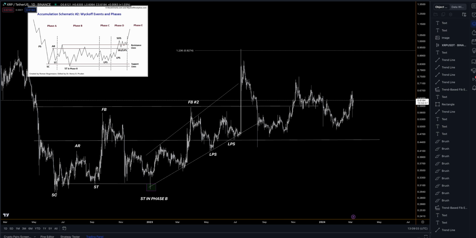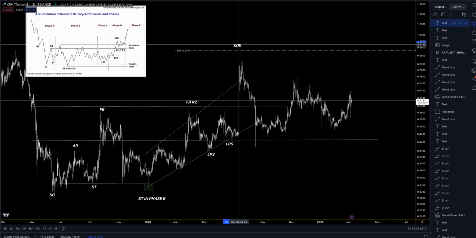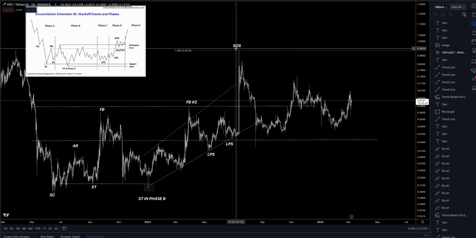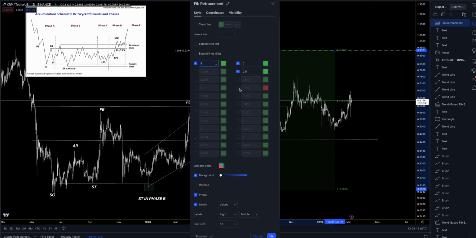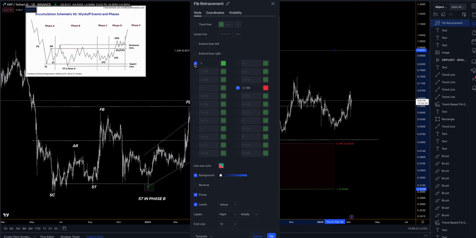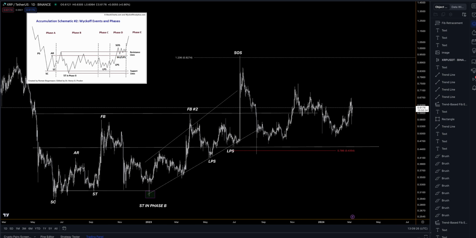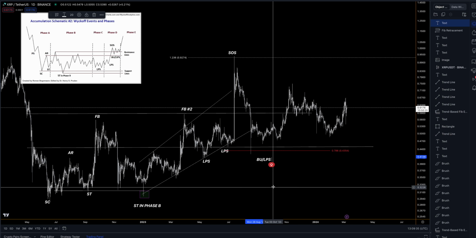Okay, so that's your last point of support. This is your sign of strength. So what does the composite operator do? The composite operator moves the price back down to the 78.6% fib. Okay, you see how we perfectly hit that? Perfectly bottomed out there. Then we have a WXY correction for our backup phase. So this over here would be considered your backup phase.